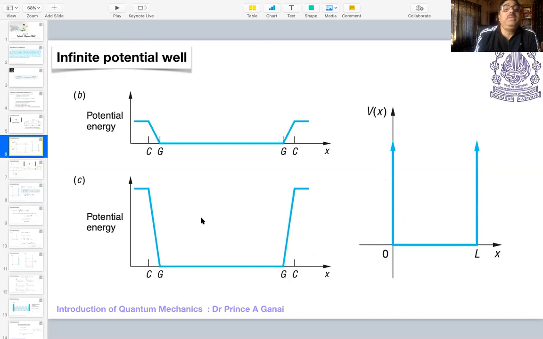Another way of realizing this infinite potential well problem is the electron in a metallic wire, which is very thin, because inside the metallic wire the electron is free to move, but it cannot come out at the ends of the wire. At the ends, it is facing a huge potential, so its motion is restricted within the wire. That is a very close example to the infinite potential well problem. We will do some problems related to this kind of arrangement.